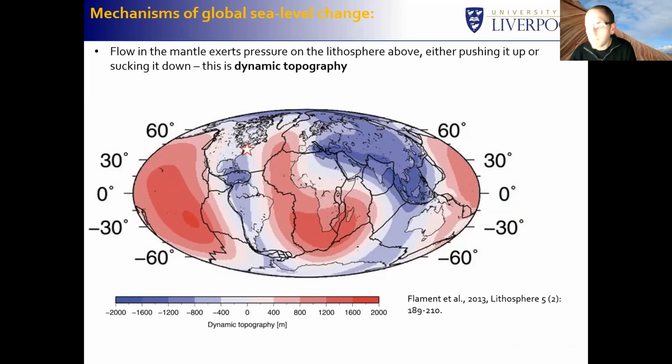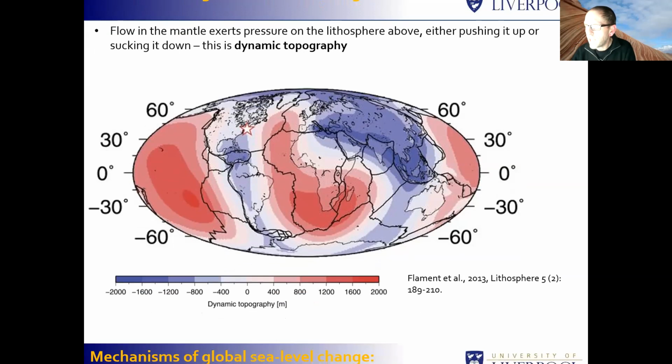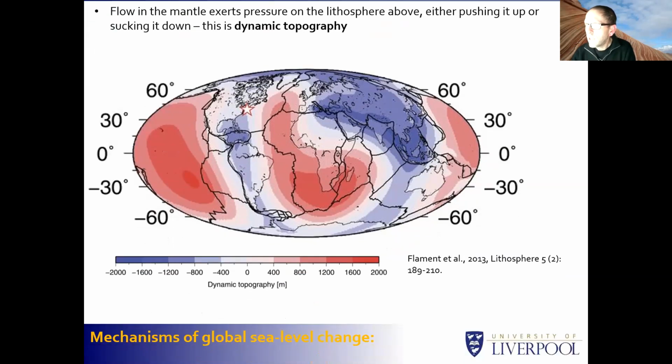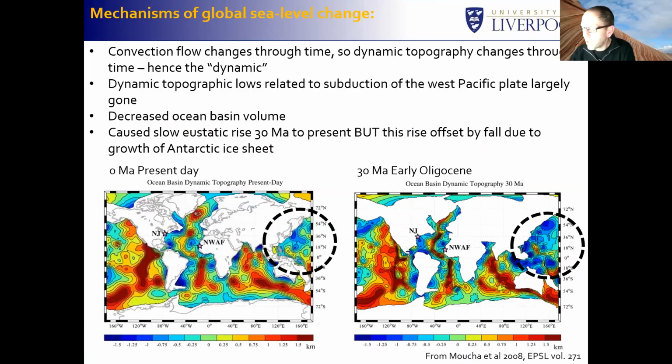So this dynamic topography effect has a big effect on the elevation of the Earth's surface, and therefore on ocean basin volume and on relative sea level as well. And I'll come back and talk about the consequences of this a little bit later. Okay, so I'll skip over this one.